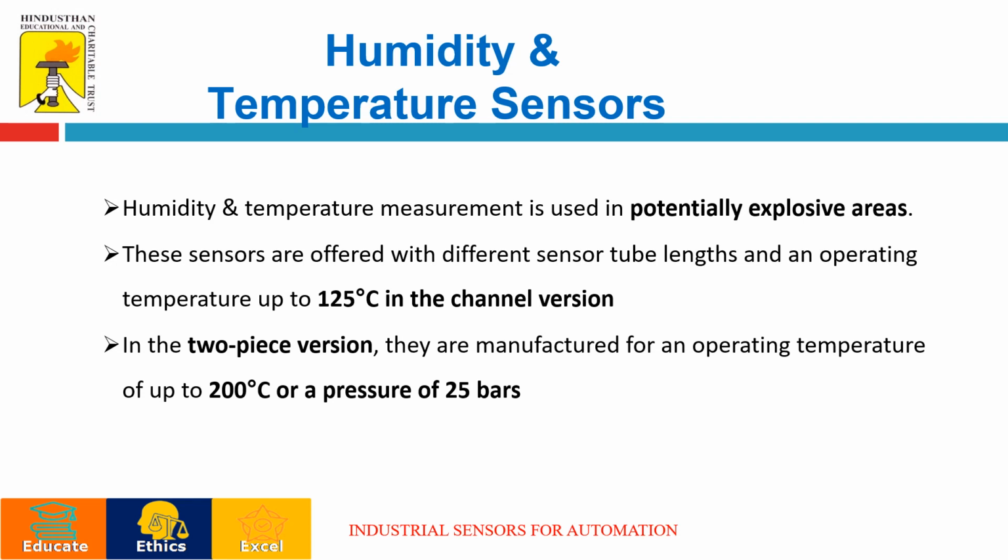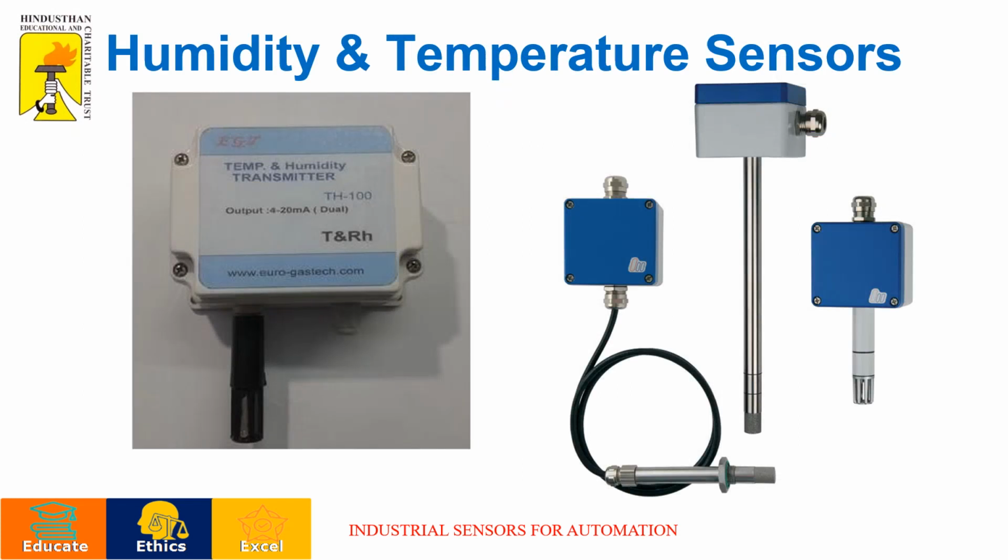In the two-piece version, you can increase the temperature from 125 degrees Celsius to 200 degrees Celsius, and at 200 degrees Celsius, in terms of pressure, it will be 25 bars. This picture represents the humidity and temperature sensor used in industries. There are different models available and different companies provide such temperature sensors, but the overall representation will be like this.